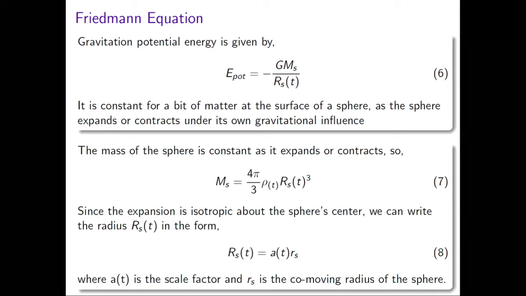So since the expansion is isotropic about the center of the sphere, we can write the radius also to be only the scale factor times the radius of the sphere. We're basically saying that the radius is kind of a constant in this case, where a is the scale factor and r_s is the co-moving radius of it.